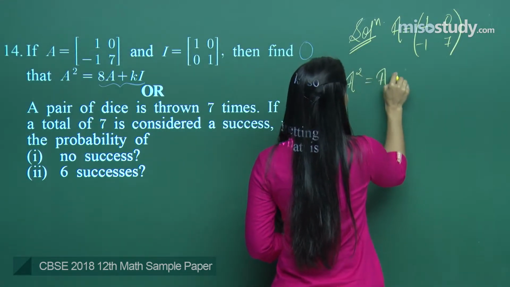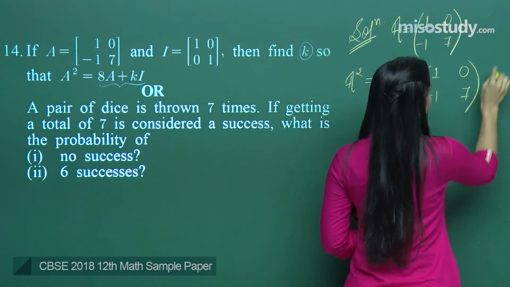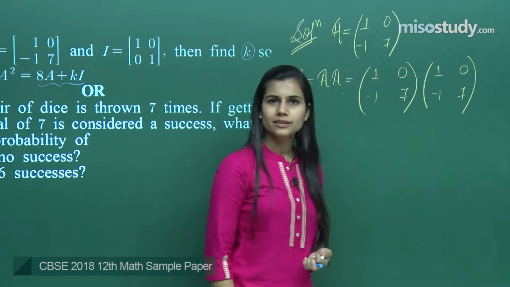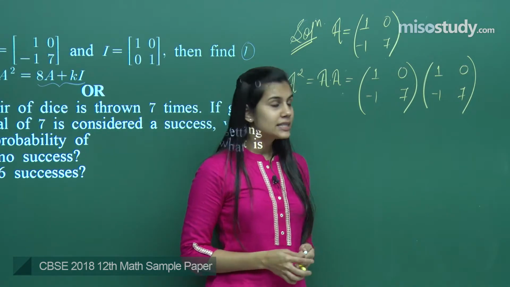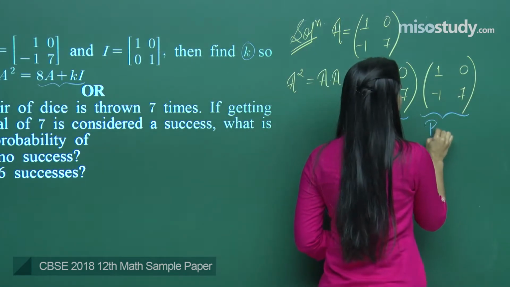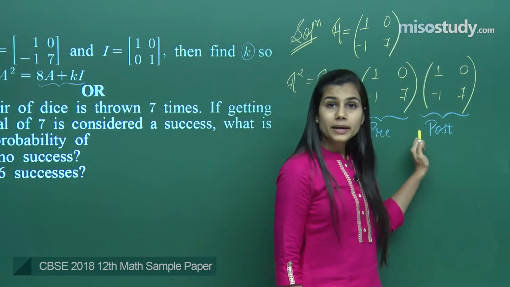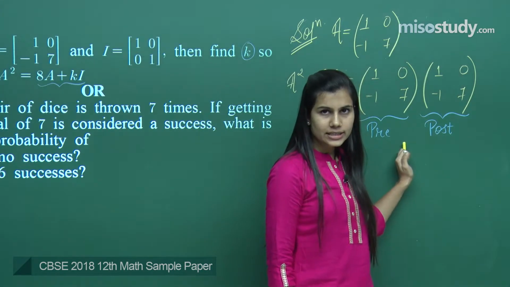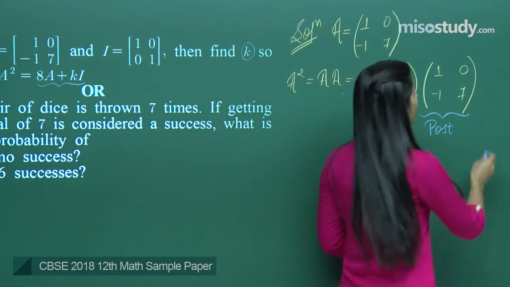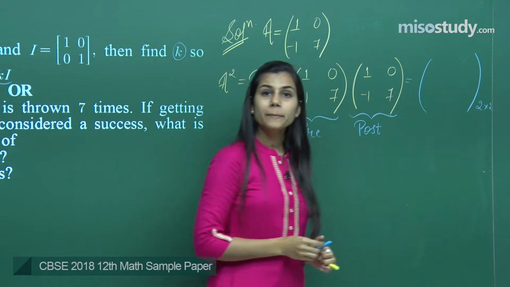A square is nothing but A into A, which is what? 1, 0, minus 1, 7, multiplied by 1, 0, minus 1 and 7. Now you know how to multiply matrices. This happens to be the pre-multiplication factor and this happens to be the post-multiplication factor. Over here, the number of columns of the pre-matrix matches with the number of rows of the post-matrix. It's 2. And so multiplication is valid and it results in a 2 cross 2 matrix.